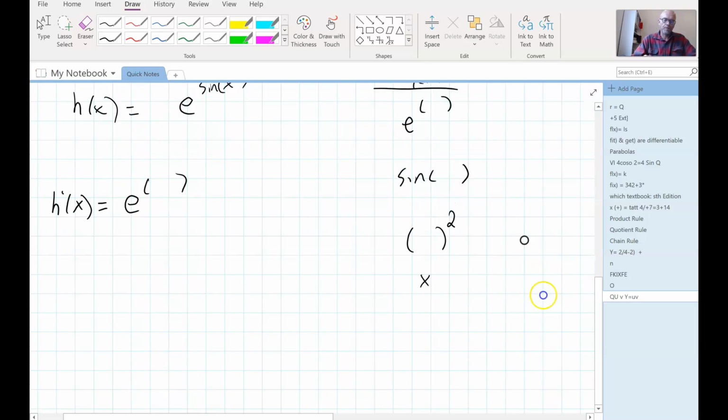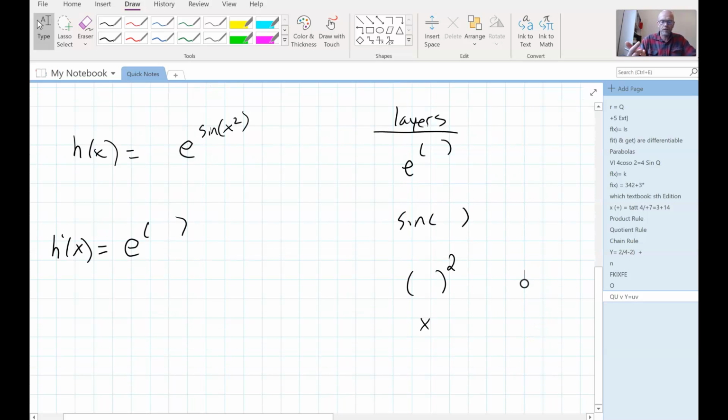Now, e to the what? Well, it's the same thing it was in the original equation. It's sine of x squared. So that's the first layer. So now I've taken care of this layer. Don't go back and look at it again. You're done with it. So now the next thing I have to take the derivative of is the next layer, which is sine of something. Well, what's the derivative of sine of something? The derivative of sine of something is cosine of something. Well, cosine of what? Whatever it was in the original equation. That would be x squared. Now we've taken care of that guy.